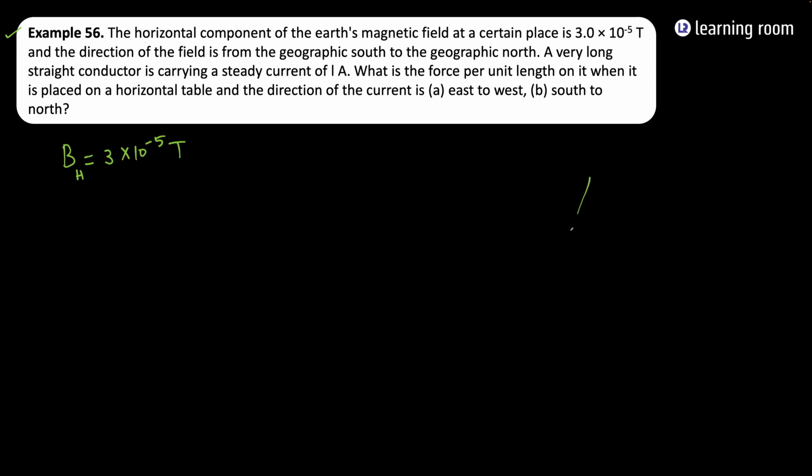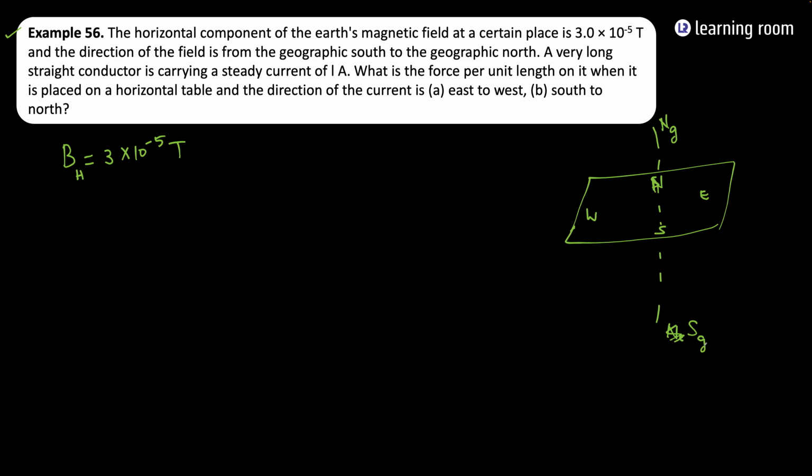Okay. On the horizontal table, this is where the tricky part is. Listen to this very carefully. On the horizontal table, this is east, west, north, south. Whereas when they talk about the geographic north and geographic south, this is the geographic north, this is the geographic south. So there are two fields coming here. Are you able to understand this point? This is where you need to be careful. So this horizontal magnetic field is from geographic south to geographic north.